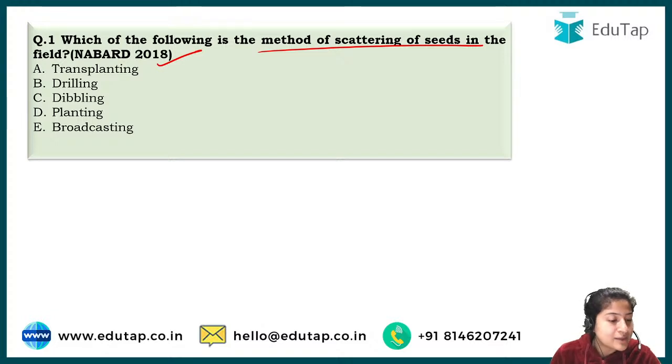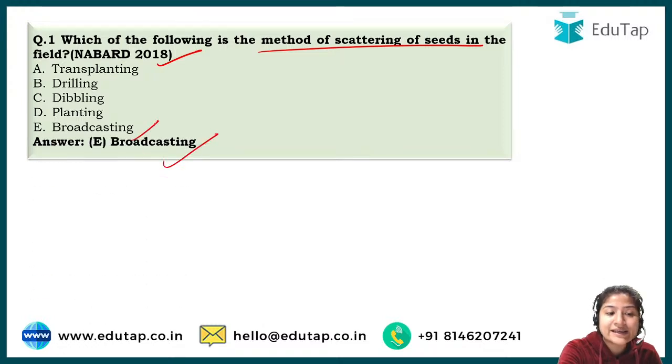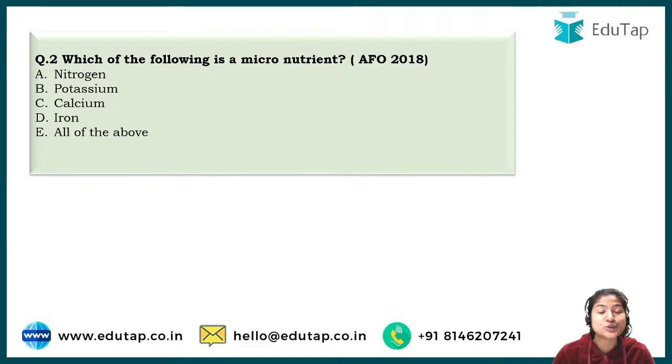So do tell me what is the correct answer of this. This is NABARD 2018 question. See the correct answer over here. It is broadcasting. I have already taught you in the lecture. Herein it is the random scattering, when you just randomly scatter it everywhere. So Ayushi came up with the correct answer, that is broadcasting. And Sonu, yes, E is the correct answer. Very good.